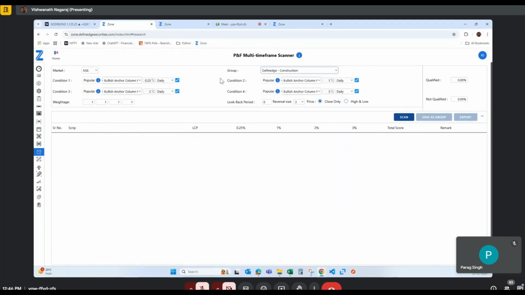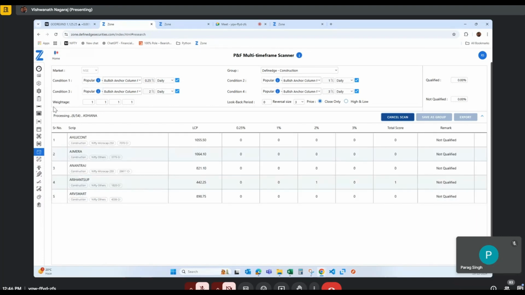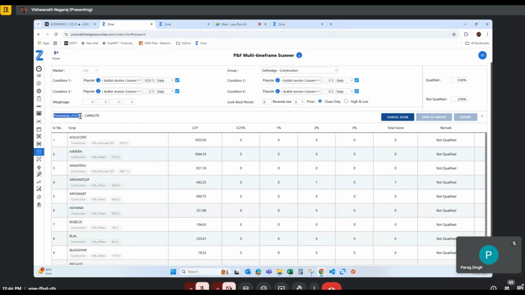Now define edge construction I got, define edge media I got. Now 0.5, 1, 2, 3. This is the multi-time frame scanner for define edge construction which we got, and I run it here. There are 54 stocks, right? There are plenty of stocks for us to go over at that time, which manually you can check. There's no harm. I've sat and checked for a long time, which is why I think I've arrived at this. But 54 charts shouldn't take long.